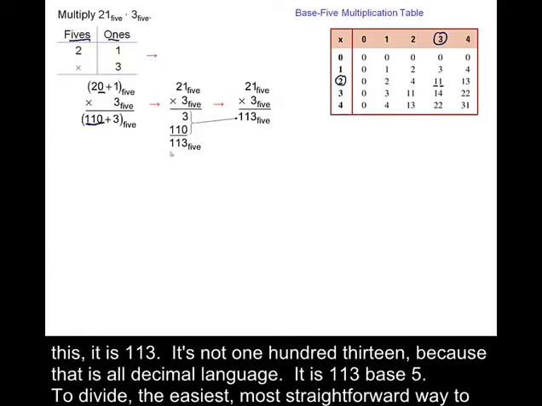And notice when I'm saying this, it's one-one-three. It's not one hundred thirteen because that is all decimal language. It is 113 base 5.